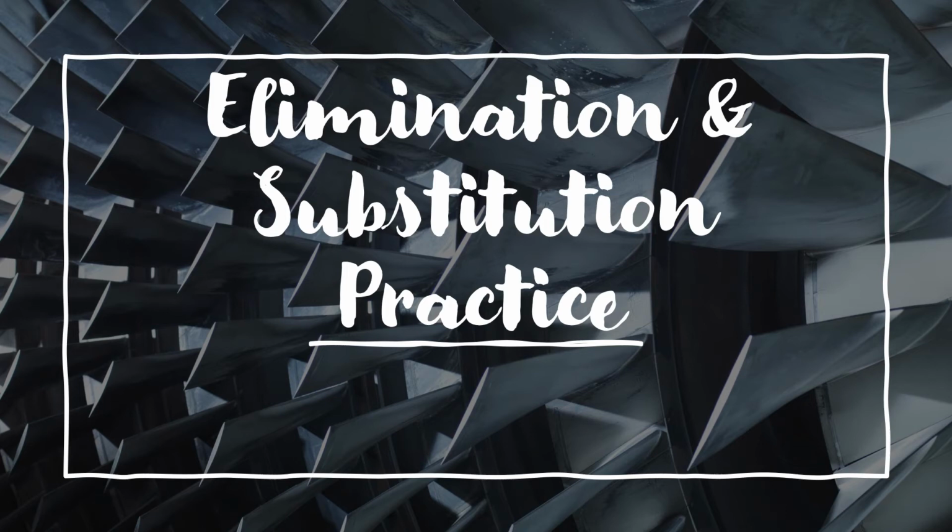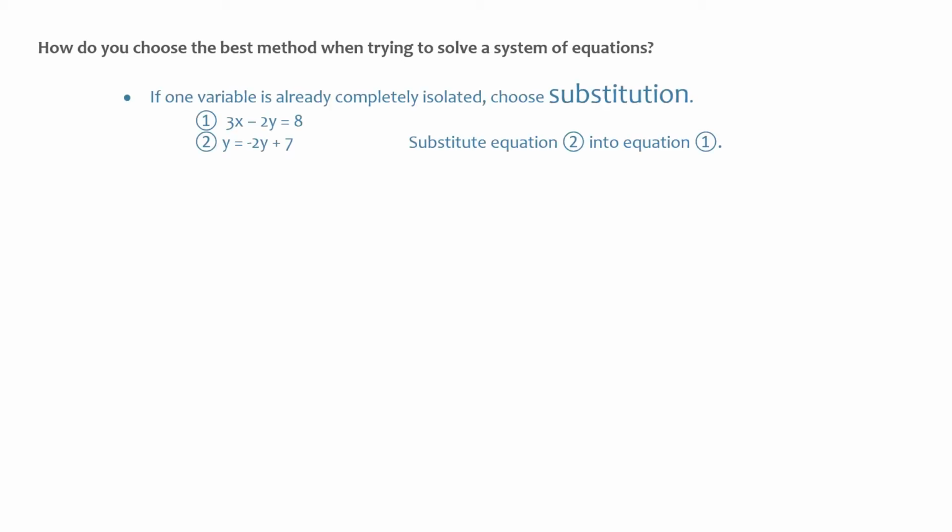We've already learned about the method of elimination and the method of substitution for linear systems. So how do you choose the best method when you're trying to solve a system of equations between those two? Well, if one variable is already completely isolated, you're going to choose substitution.